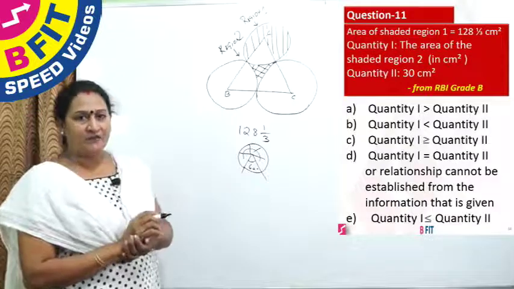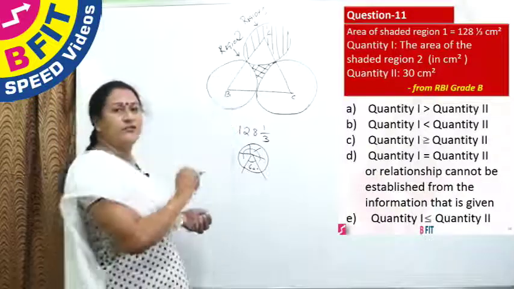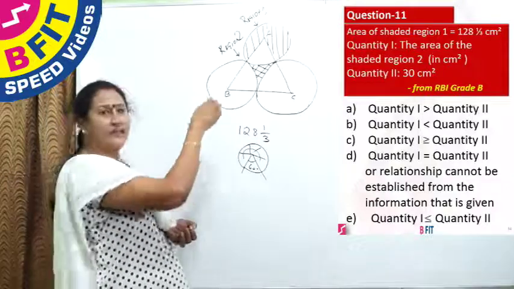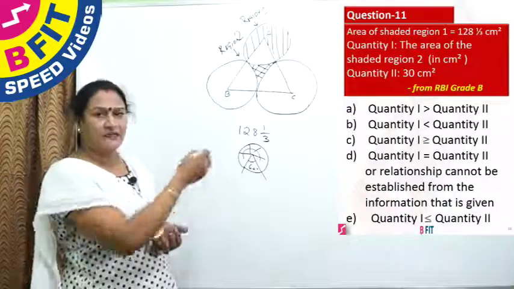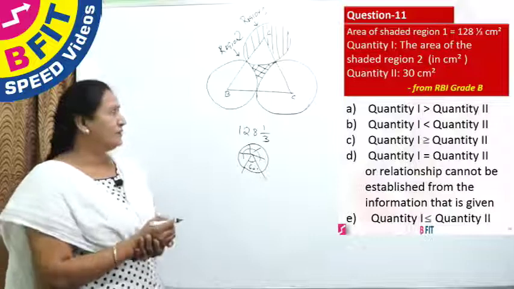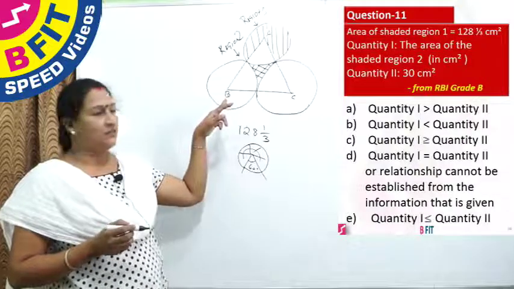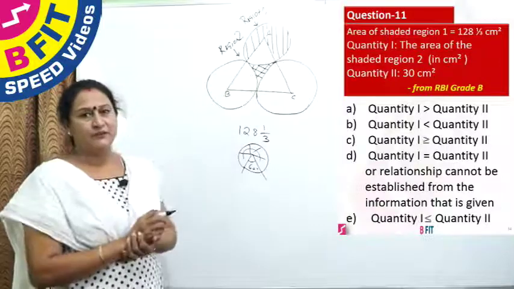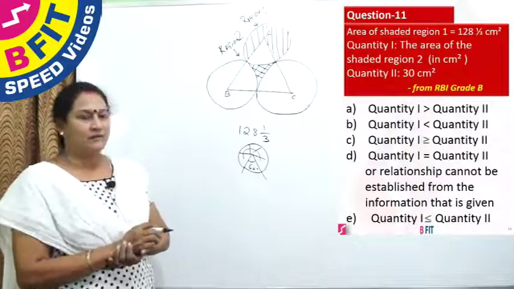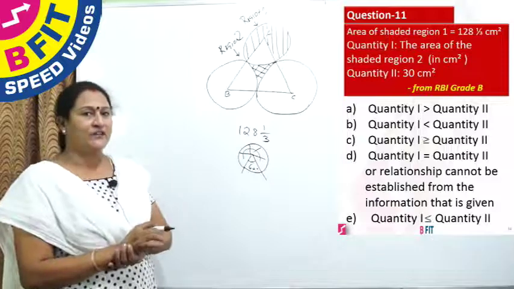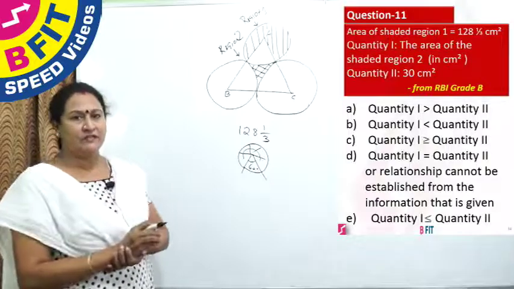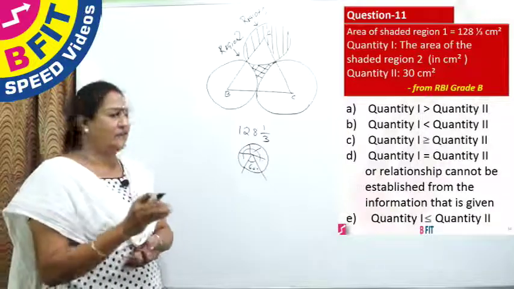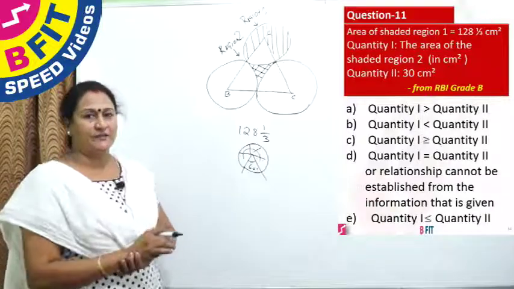By finding the area of the circle, we can get the radius of the circle. After getting the radius, we can find the side of the triangle, which is double the radius. Getting the area of the triangle and the area of the sectors and subtracting, we'll get this region 2. That is the working part. But instead of doing all this working, I'll give you a simple logic, that is comparing the areas of this triangle and the sector. With that, you can easily get the answer.